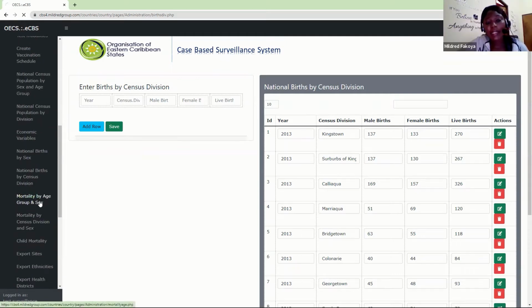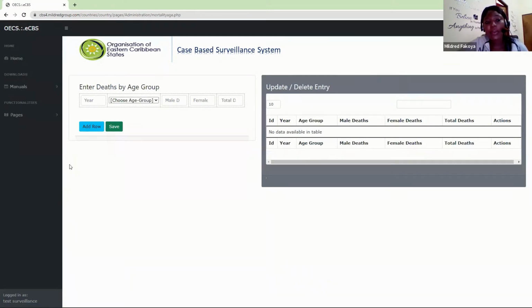So we also have mortality by age group and sex. This is where you select the age group, the year of the data, the male deaths, female deaths, and total deaths. Now, because countries are only recording males and females, no intersex, the deaths of unknown gender or unknown biological sex might be added to the total. So if you add male and female, it might not be equal to the total, but it might be in the same range because of the added figure of those whose gender was not specified. So we have the age groups from 0 to 4, up to 80 and over, and then the age group that is not stated.